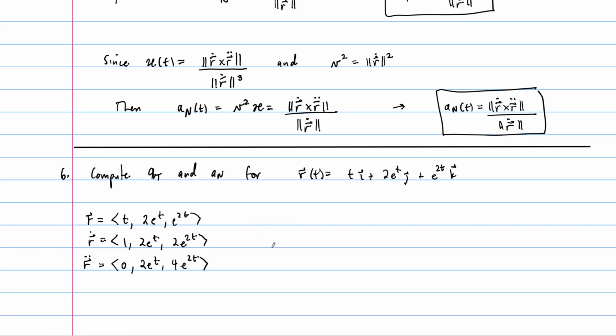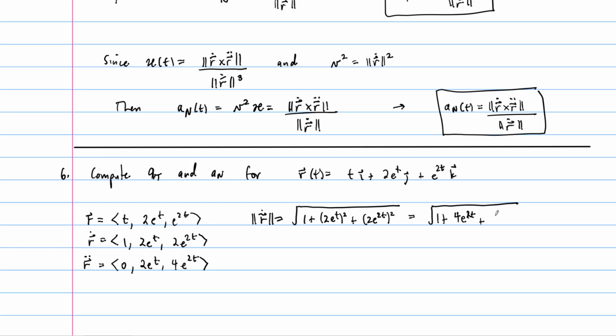All right. A couple things here. We need to do r dot, the length of r dot, right? This shows up in the denominator of both of them. So this one's going to be the square root of 1 squared plus 2e to the t squared plus 2e to the 2t squared. So this is the square root of 1 plus 4e to the t, sorry, e to the 2t.